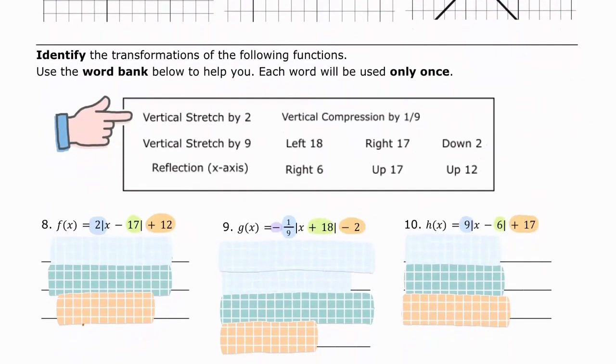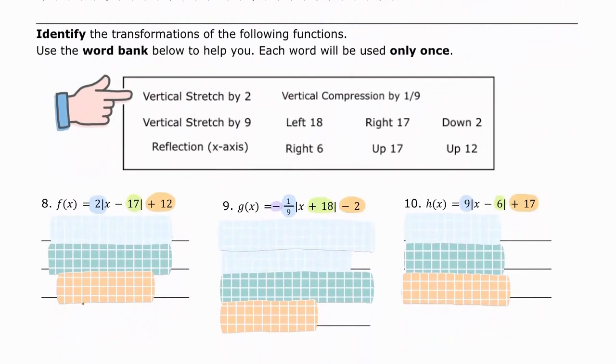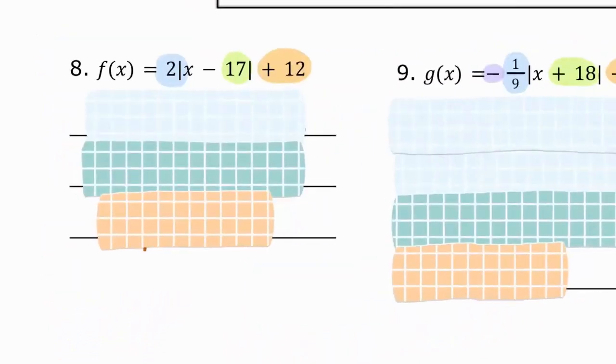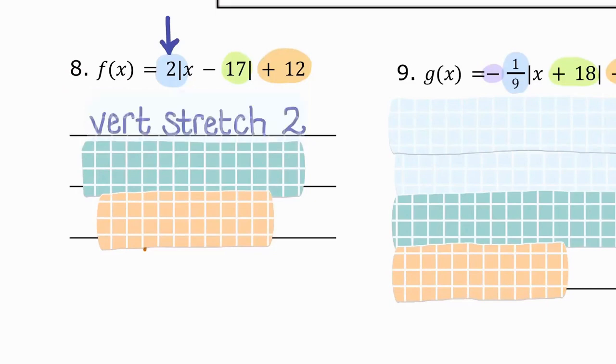All right, on this one, we're just identifying transformations. That's it. No graphing. So yes, if you would like, you can check your answers in Desmos. You also have a word bank, so you can even use that to help you. So here on number 8, I can see a +2 is on the outside. So it's taking everything and it's going to double. So my numbers are going to get very large. So that is going to be our vertical stretch of 2. All my numbers got really large.